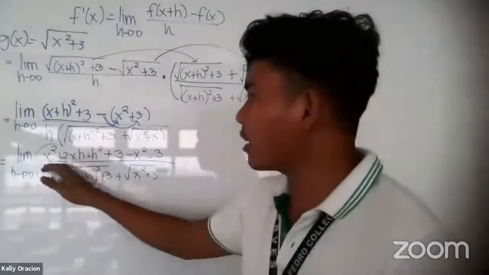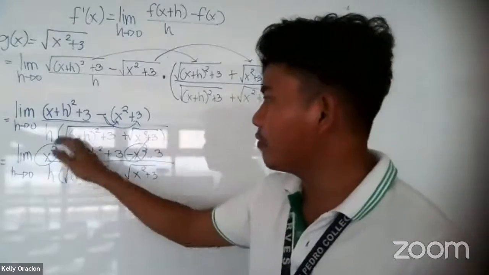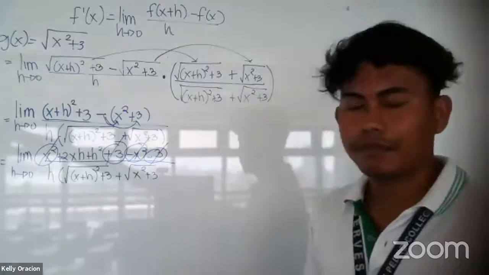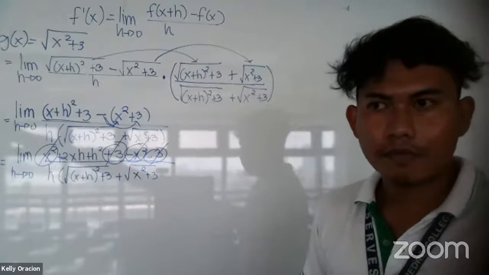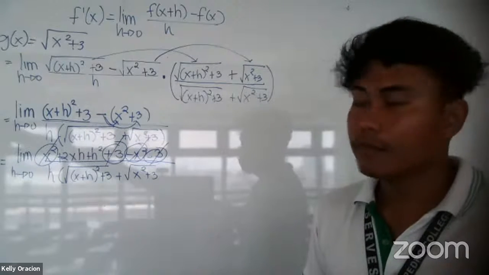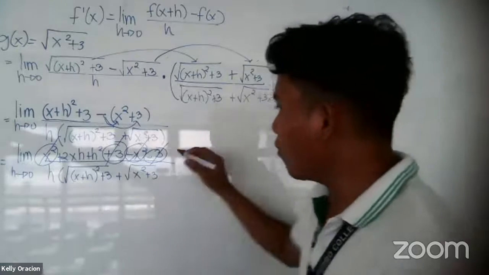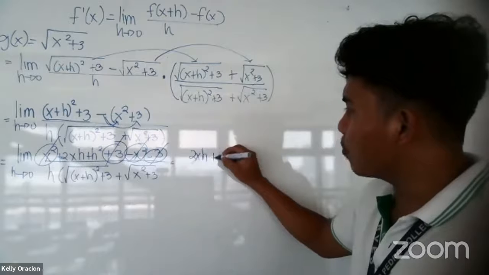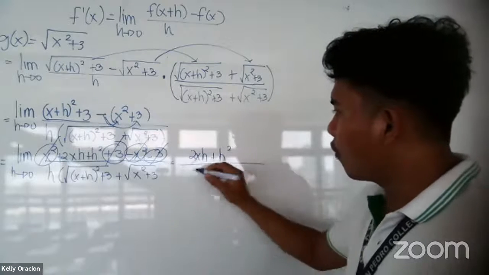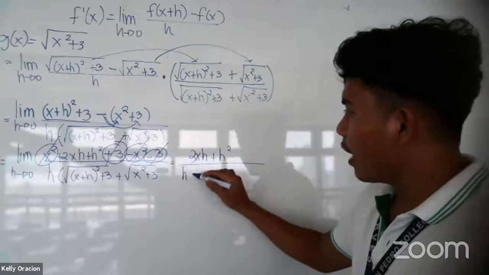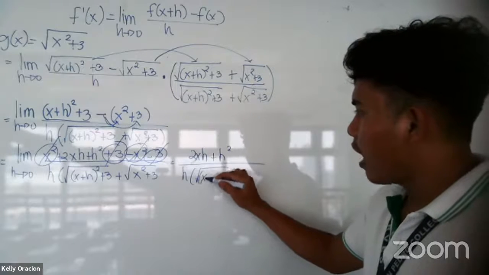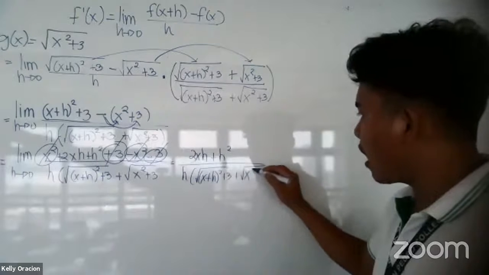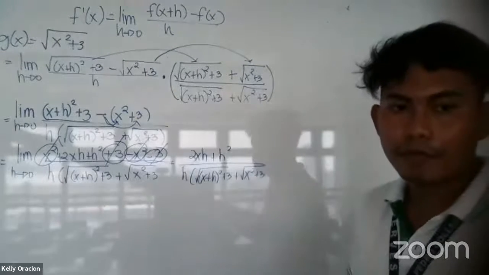So, cancel x squared at saka negative x squared. Negative 3 and positive 3. Yan. So, anong naiwan? Ang naiwan, 2xh plus h squared over h times square root of x plus h squared plus 3 plus square root of x squared plus 3. Yan.